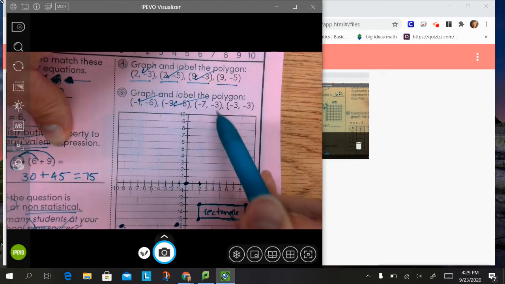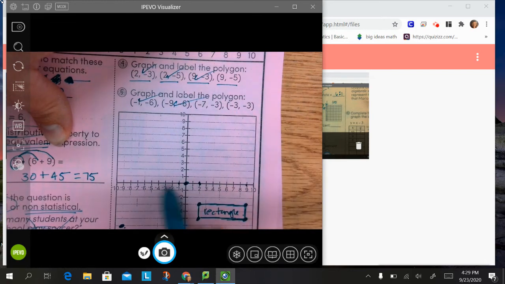Good job. Negative 7, negative 3. So start at 0, go negative 7, negative 3. Good job. All right, negative 3, negative 3. Fine. Start at 0, negative 3, negative 3. Done. All right, now they want you to create the polygon. So connect all of your vertices with lines, making the line segments. And look, you made a trapezoid. Good job. Okay.